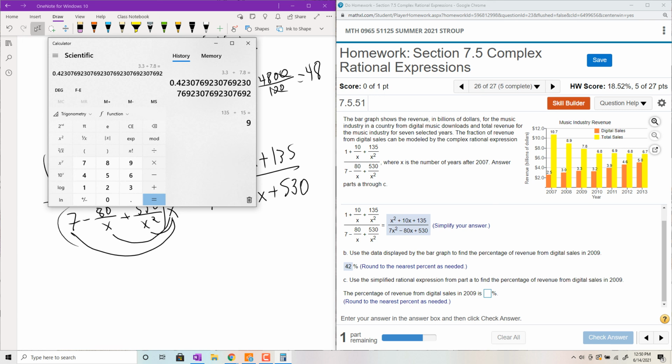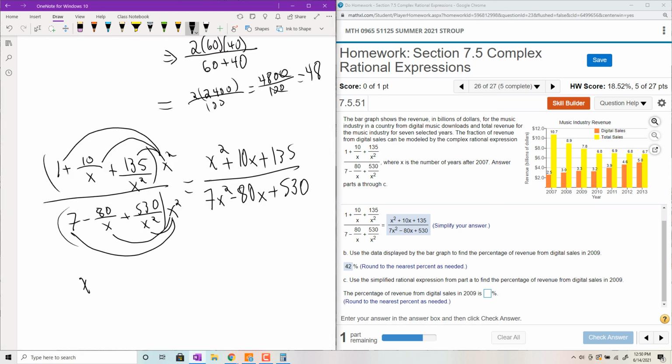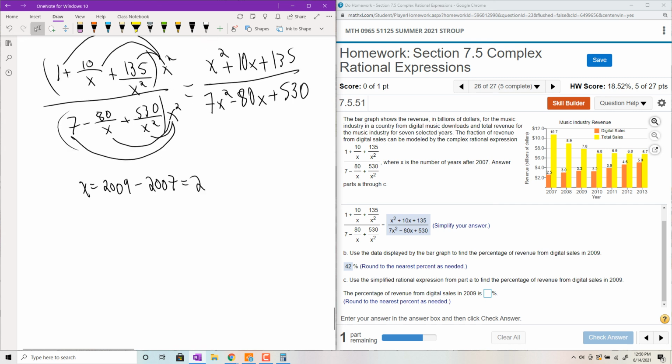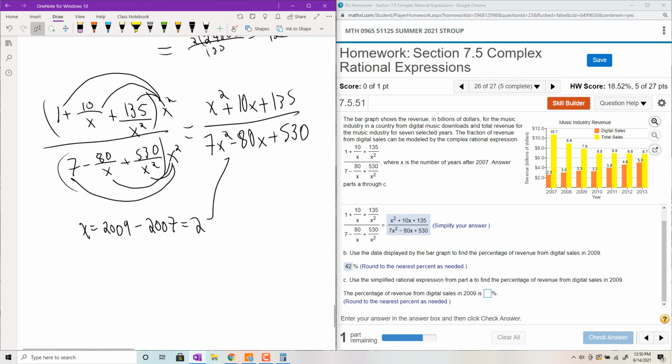Okay, so x is the number of years after 2000. So that's kind of our first issue, is just dealing with what is our x value. They want the number of digital sales in 2009. So we're going to have to go 2009 minus 2000. So x should be 9. And then we're taking the number 9 and plugging it into that expression. So 4 plus 20 plus 135 all over 4 times 7 is 28 minus 160 plus 530, and then just put it in your calculator and see what you get.